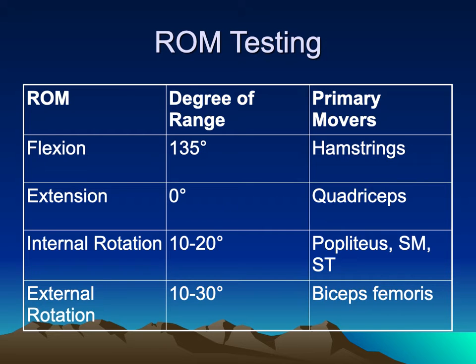So we have flexion, again, it's bringing your heel towards your butt. The full range of motion is about 135 degrees, and that is done by your hamstrings. Extension, which is straightening out the leg. There's not really any extension beyond straight, and that's done by our quadriceps muscles. We have internal rotation, external rotation, and you can see the muscles that do that in our range of motion. After we do our range of motion testing, we see if there's any weakness, any decreased active range of motion, decreased passive range of motion, any decreased muscle strength, then we do some special tests.